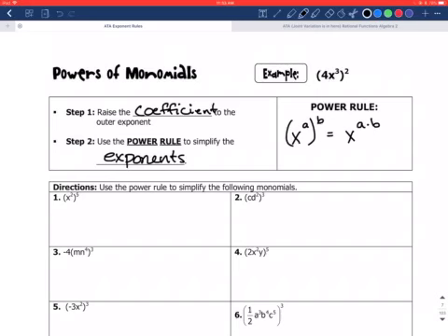Okay, so for our example up top, that 4 right there, we're going to raise that to the outer exponent. So 4 to the second power is 16. And then for our exponent on the inside, we will multiply that with our exponent on the outside. So that will be x to the sixth.